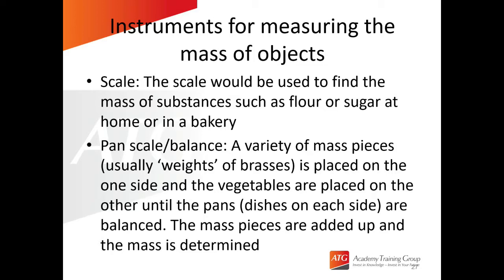Instruments for measuring the mass of objects. Scales. The scale would be used to find the mass of substances such as flour or sugar at home or in bakeries. Pan scales or balances. A variety of mass pieces, usually weights made of brass, is placed on one side and the vegetables are placed on the other side until the pans or dishes on each side are balanced. The mass pieces are then added up and the mass is then determined.